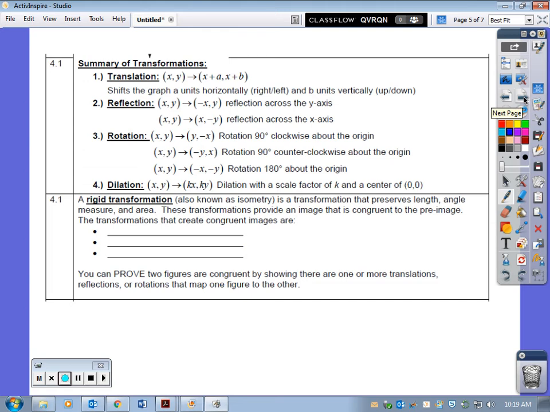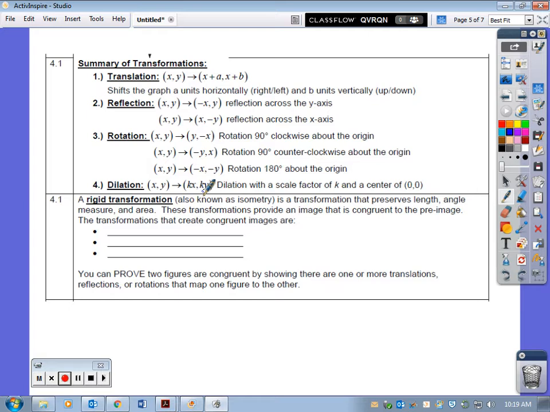All right, let's take a look at a summary of the transformations. These are the ones we went over at the end of chapter 1. Okay. And then we've added a dilation to it. So you need to make sure that you remember these transformations, and how you get each of them, or be able to look at a picture, turn your paper, and figure out how you get them.